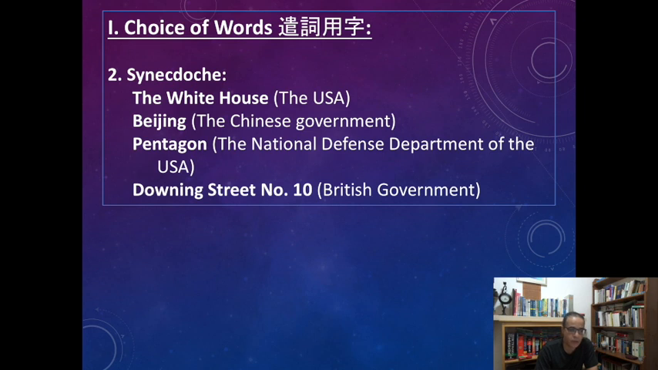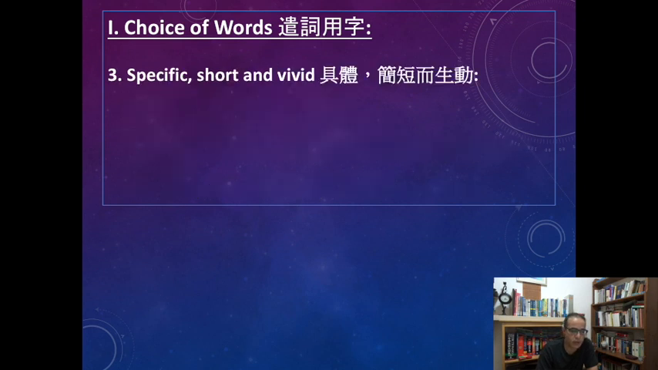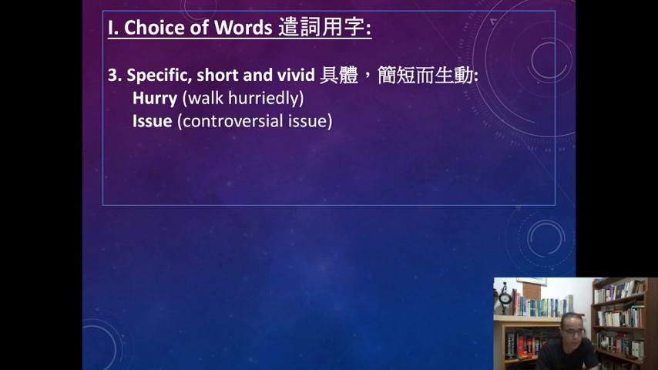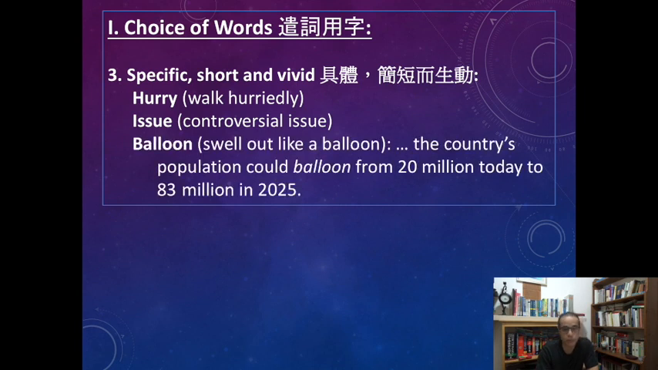You always use specific and short and vivid words, like hurry instead of writing walk hurriedly, an issue instead of controversial issue, and balloon meaning swell out like a balloon. You use just one word but use it as a verb. So swell out like a balloon, like the country's population could balloon from 20 million today to 83 million in 2025.